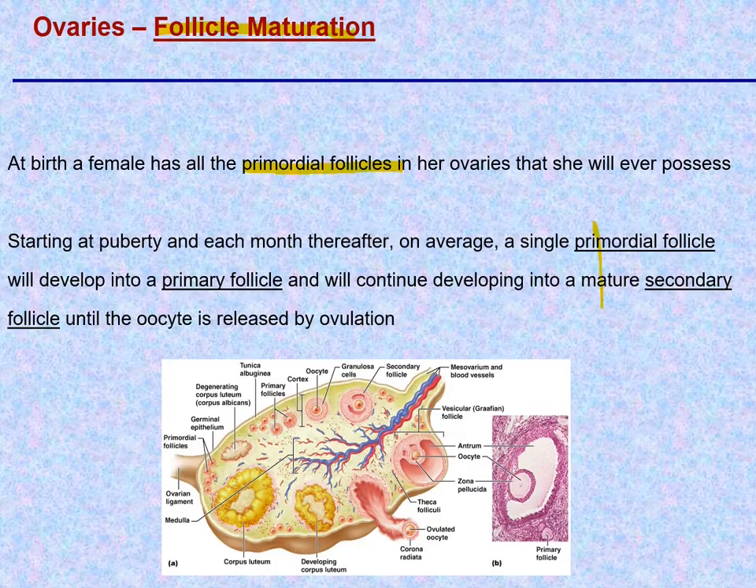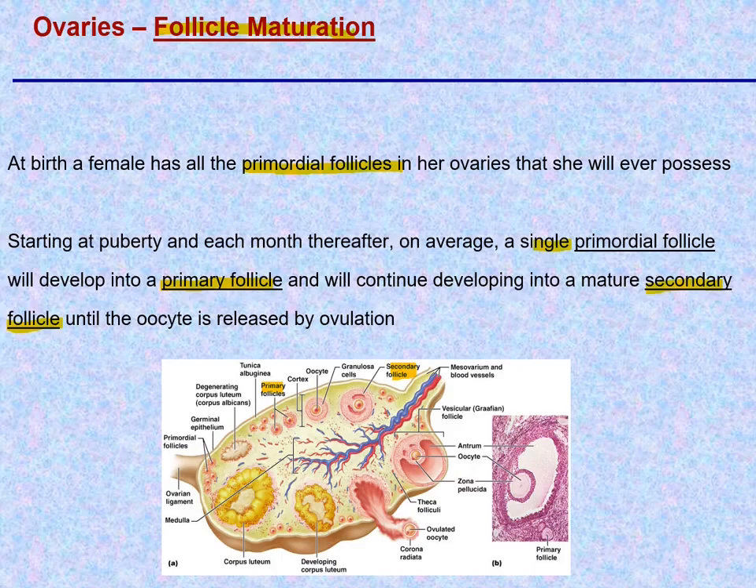A female newborn has those primordial follicles dotted throughout the cortex of her ovaries. But starting at puberty, every month one of those undeveloped primordial follicles, a single one, will differentiate into a primary follicle. Okay, here are the primary follicles. And that development will continue and it'll form into a secondary follicle. And here's a secondary follicle.